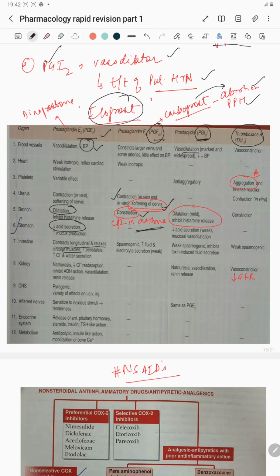Prostacyclin PGI2 causes vasodilatation. It has anti-aggregatory effects. It causes bronchodilatation and inhibits histamine release. Thromboxane A2 causes vasoconstriction. The main action of thromboxane A2 is platelet aggregation and release reaction. It causes uterine contraction, as well as vasoconstriction in the kidneys, leading to a decrease in GFR.